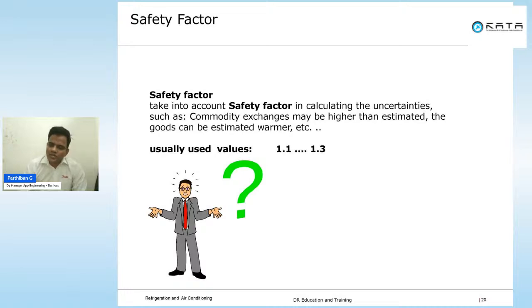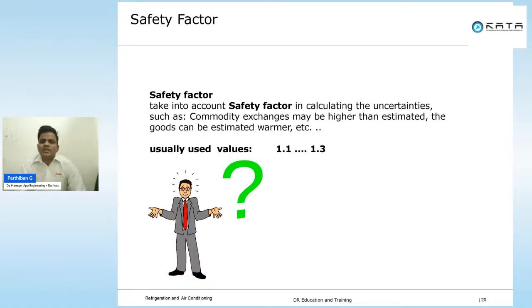Then product load. The product will enter at a higher temperature, so it will reach freezing point, then we will cool it below freezing point. So this has to be separated into three: heat removed before freezing, during freezing, and after freezing. All three heats have to be added. Then package load. Package material will enter at a higher temperature, which will be reduced to a lower temperature, because of which there will be heat addition. So that we have to take into consideration.